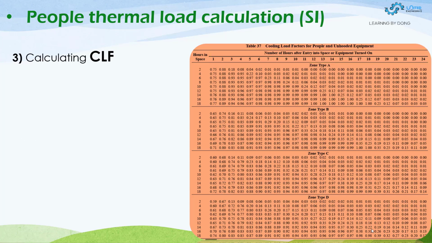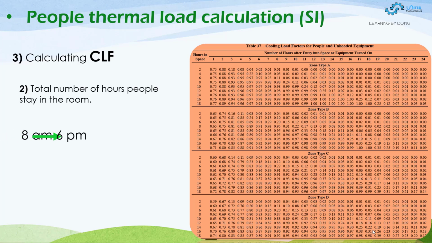Also, the second factor that we select the CLF according to is the total number of hours that the people can exist in the space. For example, the people enter the office at 8 a.m. and they leave the office at 6 p.m. So the total number of existence hours will be 10 hours, which are the hours from 8 till 6. And we select this value from this column. So for our example, we will select it to be 10 hours.